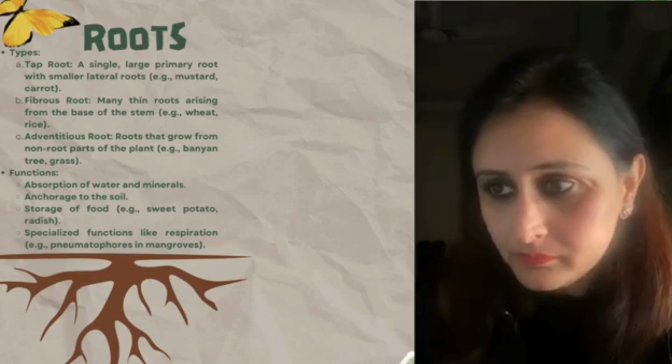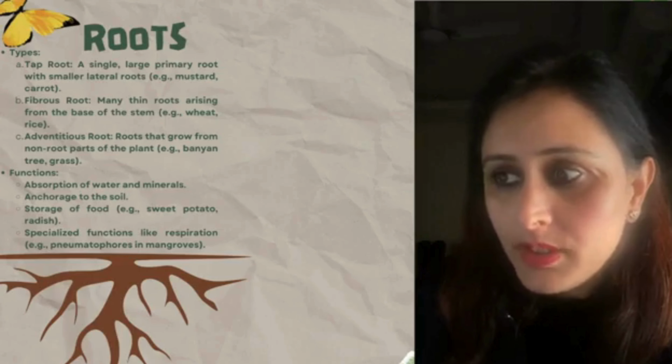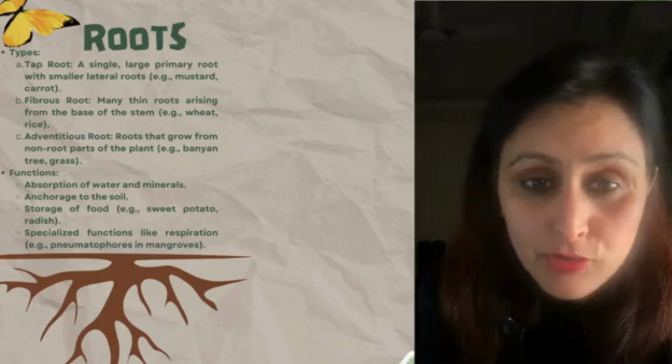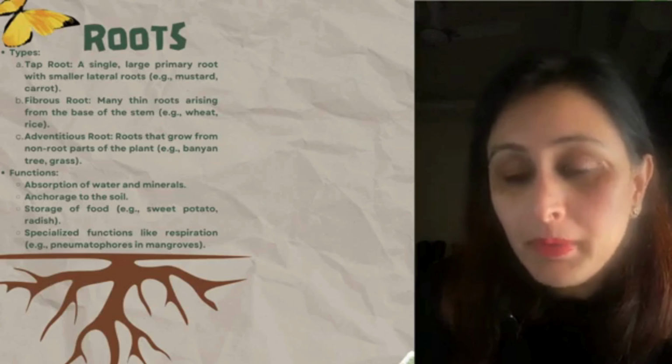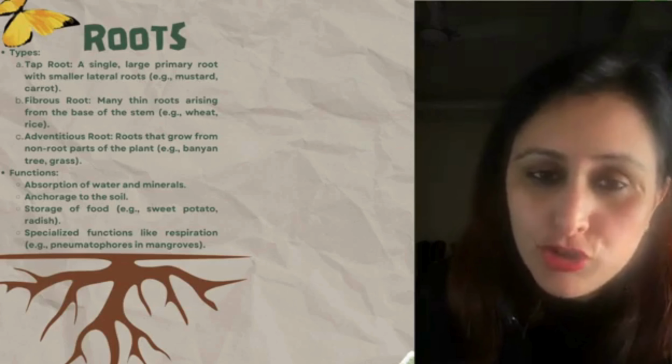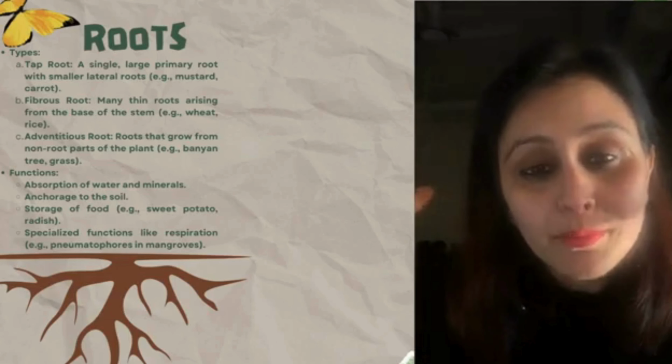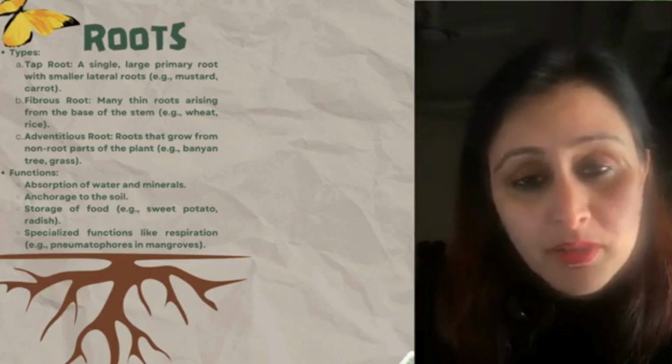Adventitious roots. The roots that grow from a non-root part of the plant, like in the banyan tree, right? In the banyan tree, we have seen, where do adventitious roots come from? They come from above, right? From the non-root part, that is from the stem.